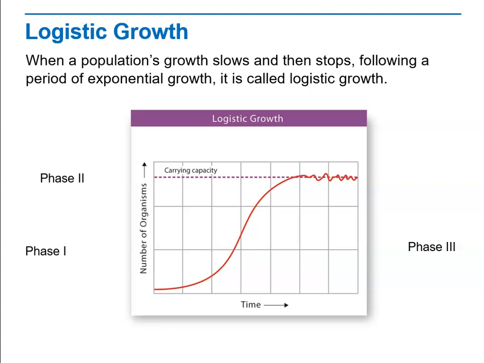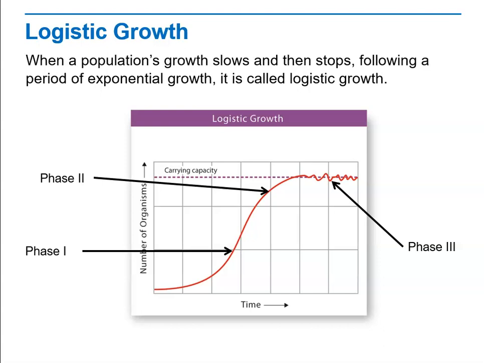Logistic growth is when population growth slows and stops following a period of exponential growth. Something has to happen to keep a population from growing exponentially forever. Population growth in real-world populations is logistic growth. This kind of growth shows three distinct phases. The first phase is phase one. You can see that J-shaped curve; phase one is exponential growth.